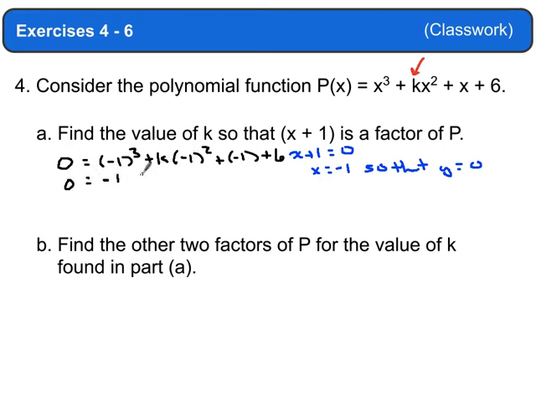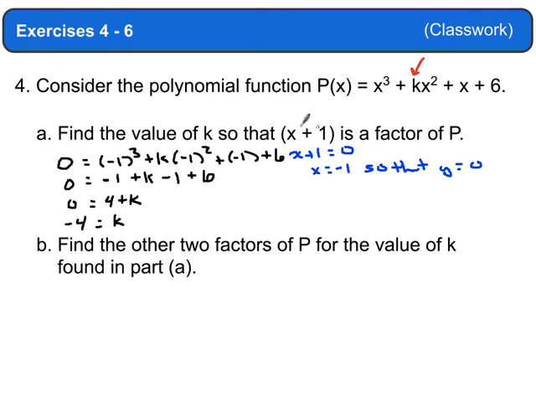This is 1 squared, so this is 1, so plus k, minus 1, and then plus 6. So now you get 0 equals, let's see, negative 1 plus negative 1 plus 6. It's going to give us 4. So now we have 4 plus k. We're going to subtract 4 to the other side, and so k is going to equal negative 4.